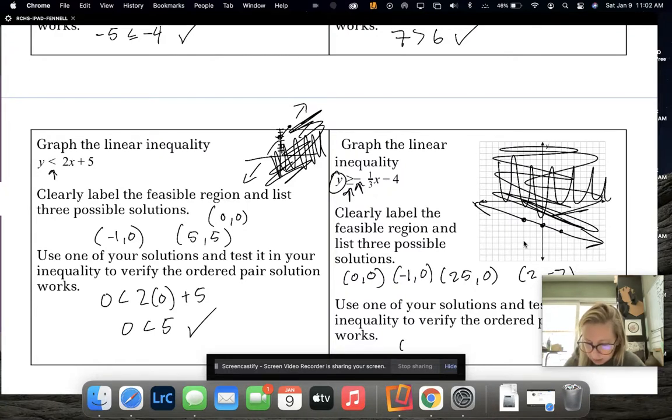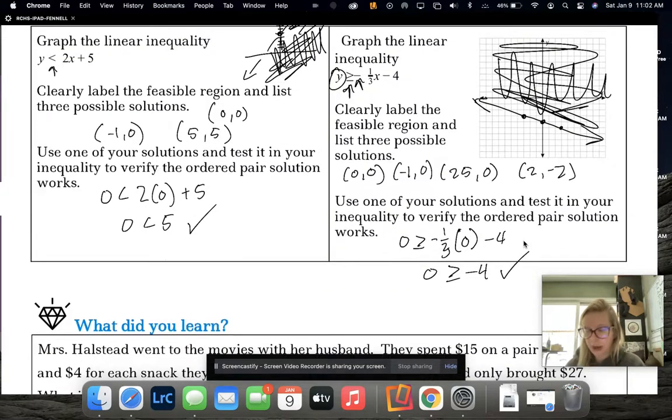Again, I'm going to test (0, 0) because it's the easiest. 0 is greater than or equal to -1/3 times 0 minus 4. 0 is greater than or equal to -4. That is a true statement. You would rather have $0 than owe someone $4. True, true. All right, hopefully that makes sense and you get the general idea of this.